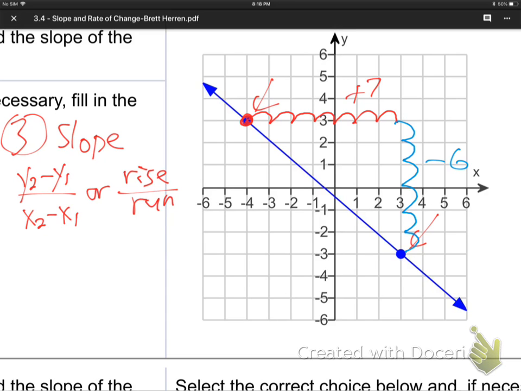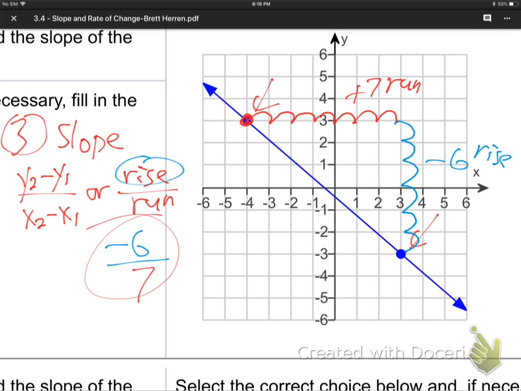This is the run, because that's like a person runs sideways, right? And then this is the rise, because it's up, down. So the rise, which one goes in the top of the fraction? Rise, the negative 6 over the run, the positive 7, done. That's the slope.